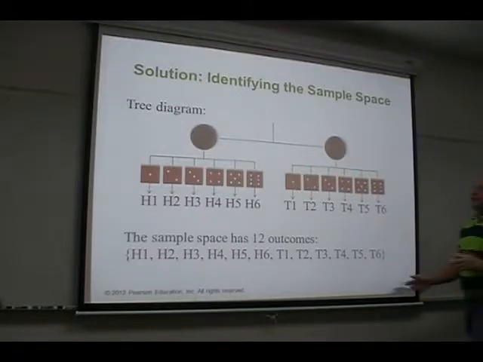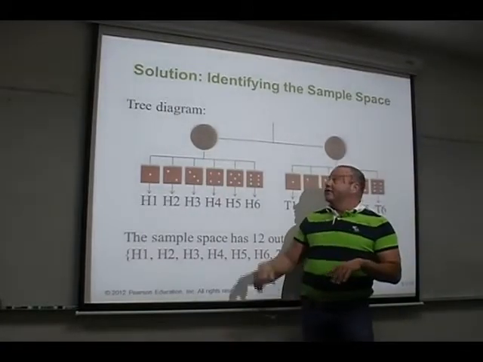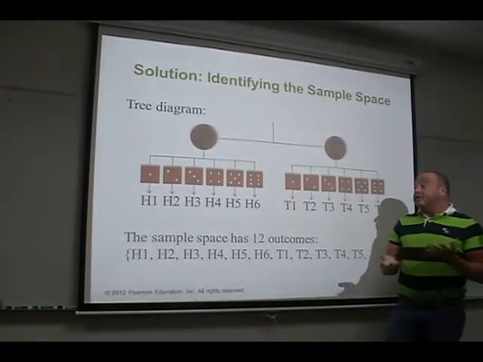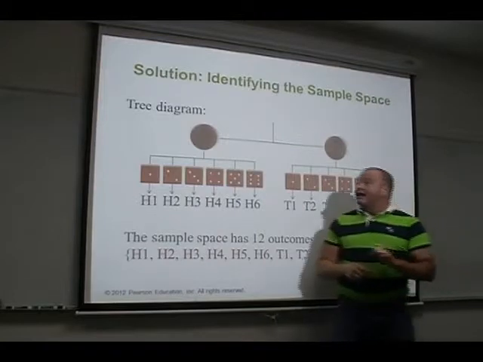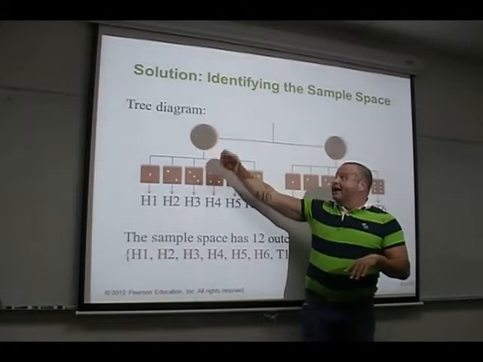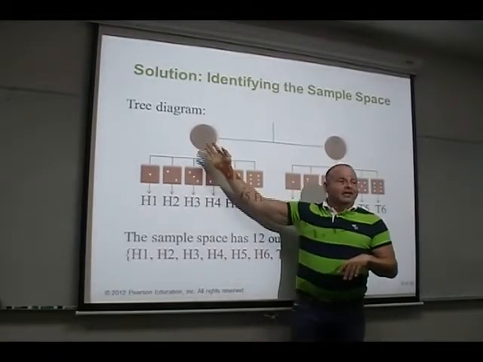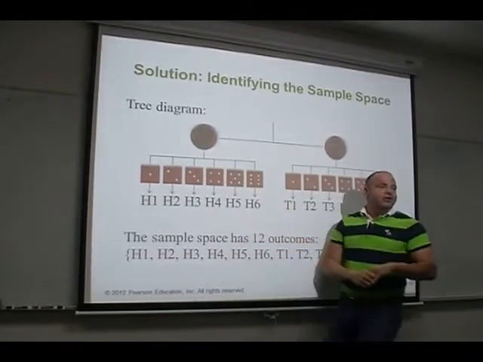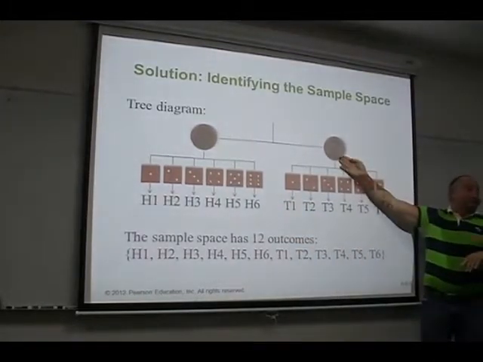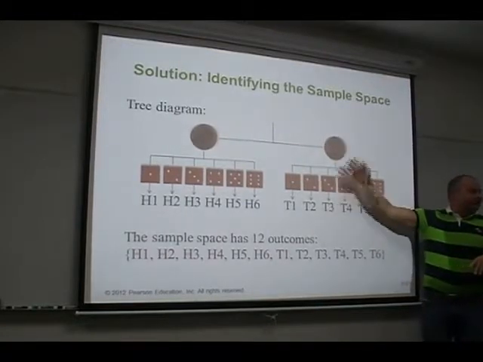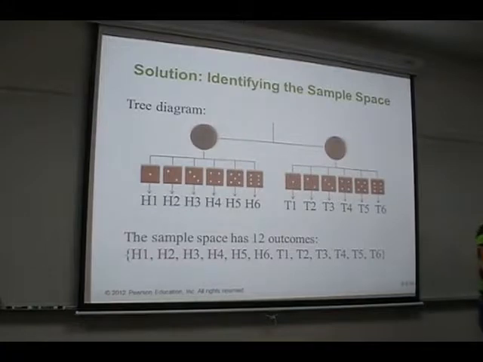Basically, they just list the possible things. They said they're going to flip a coin first. When they flip the coin, we could get heads or we could get tails. Then we're going to roll the dice. So if I flipped the coin and got a heads, then I could have heads and 1, or heads and 2, or heads and 3, heads and 4, all the way through 6. Or I could have gotten tails when I flipped my coin. And if I had tails, then I could have tails and 1, tails and 2, tails and 3, tails through 6. We can list the things out in a tree diagram.